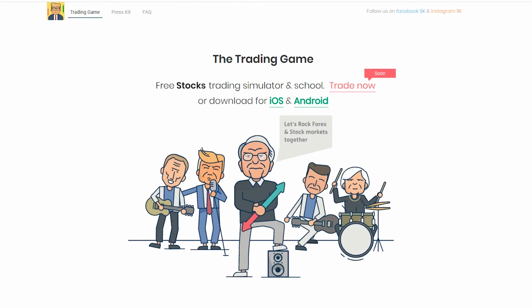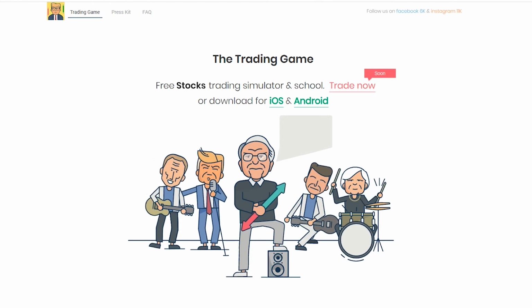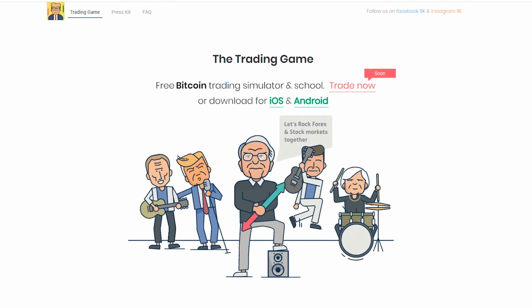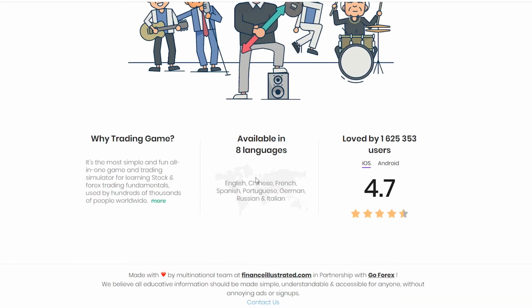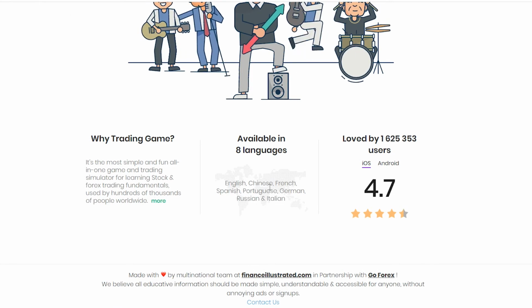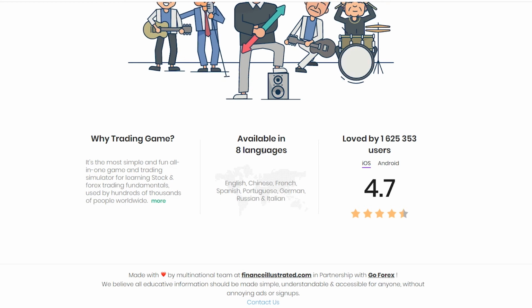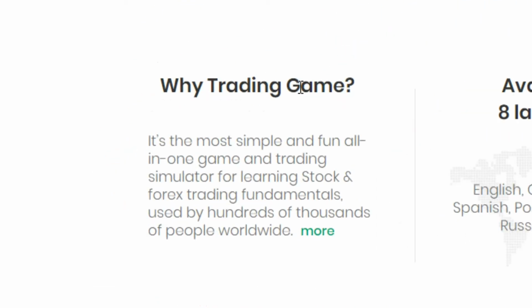So we will look at the quiz as well as the learning products that they have going through the app itself within the phone. But first, let's just quickly look at their website and see what else they offer, because they do offer different languages, not just English. If there is another language that you do prefer, there are 8 other languages and a little blurb about why trading game is a better option than other simulators. So it does show that there's a lot of people who actually use it, hundreds of thousands of people worldwide.